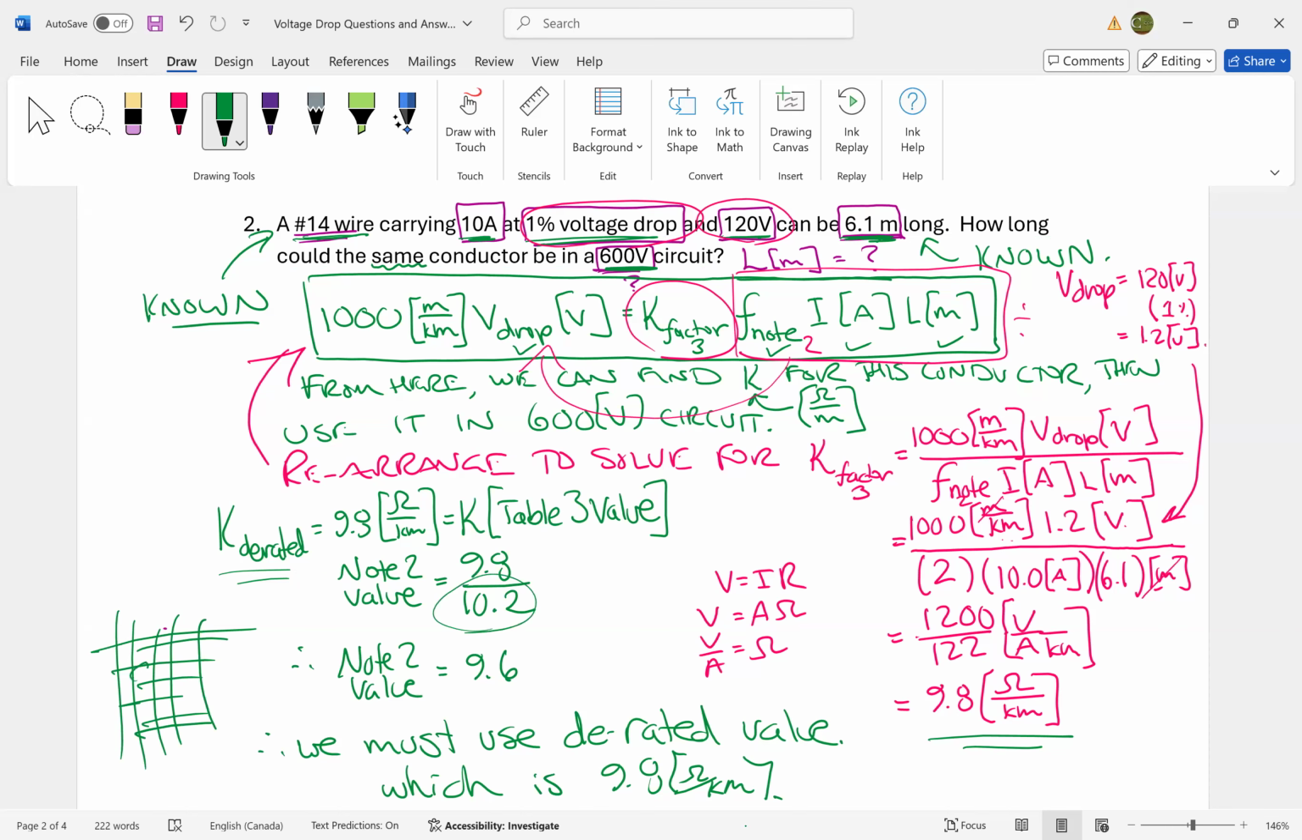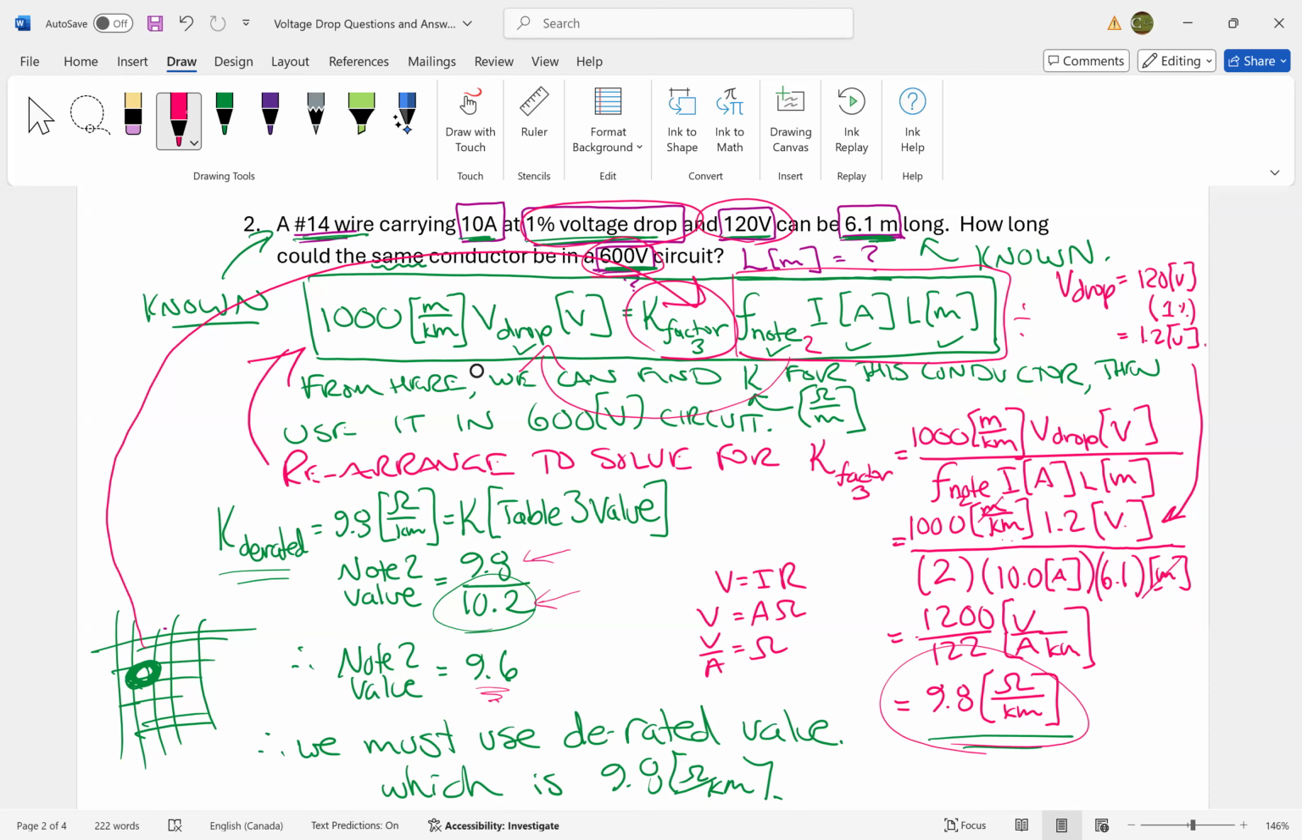10.2. And so here sits 10.2 in the table, but you would never put 10.2 into your equation. So now that we're going to solve for the 600 volt circuit, I'm not going to factor in straight from the table into the 600 volt circuit equation K factor because we always use a derated K factor. So we have to use this derated one, not what was in the table. So if 9.6 was our derating factor, our note 2 value, then 10.2 is what would sit in the table. 9.8 is what's derated, so that's what we should use in our equation.